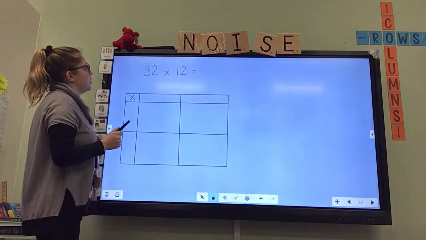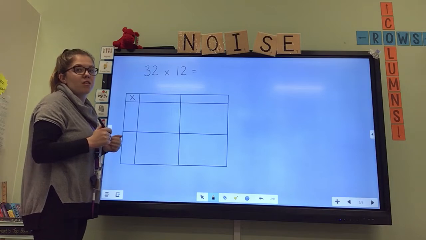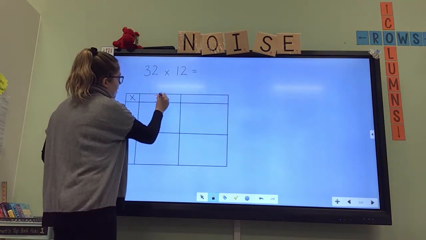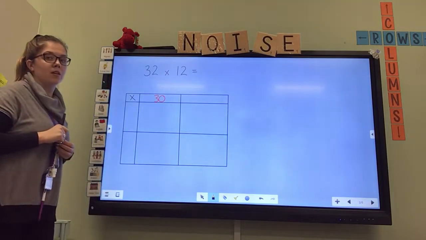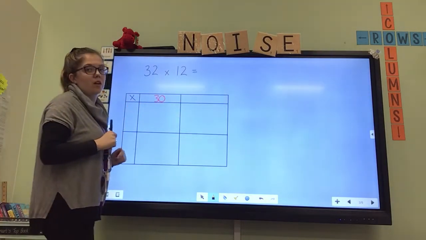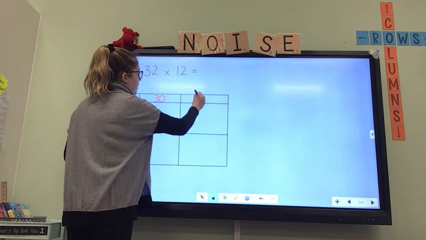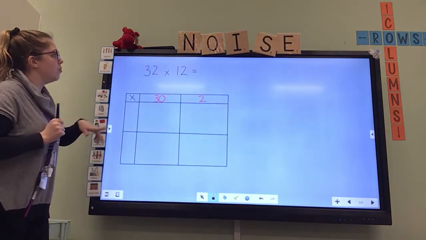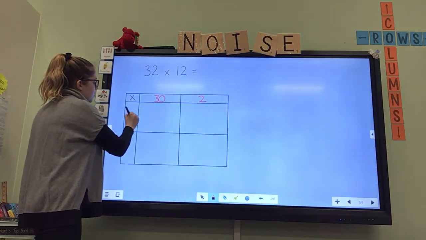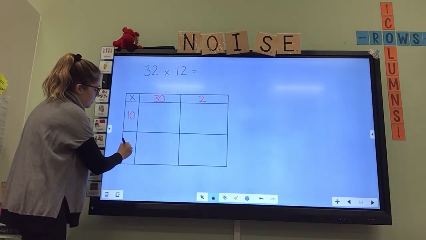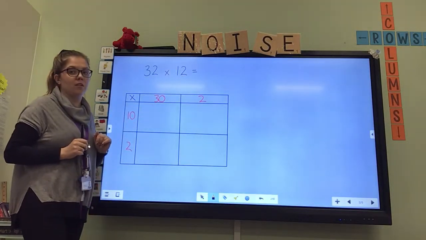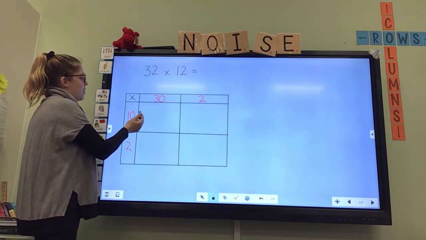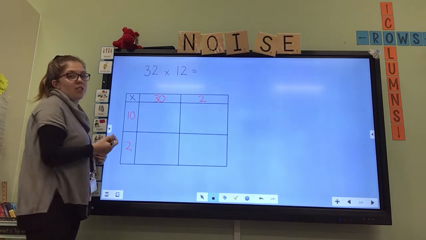So 32, how many tens are in 32? I would need to put 30 in here like that. And then I need to think how many ones are in 32, and I know that is 2. I need to do my second number, which is 12, and I know 12 split is a 10 and a 2, just like that.